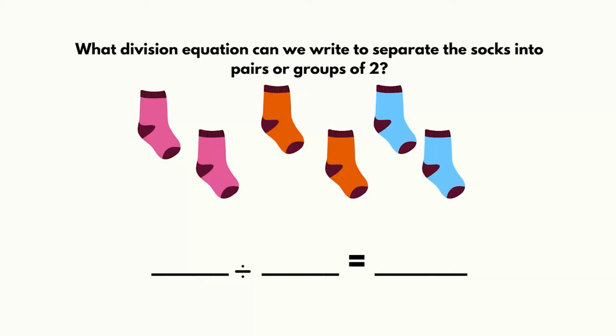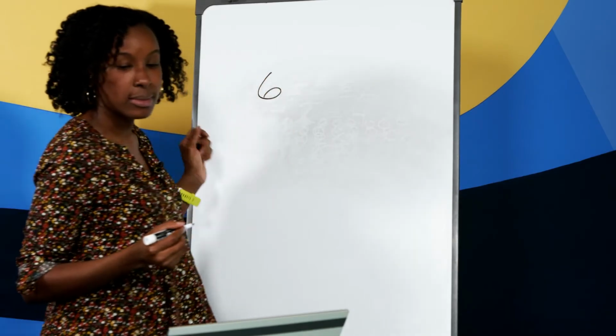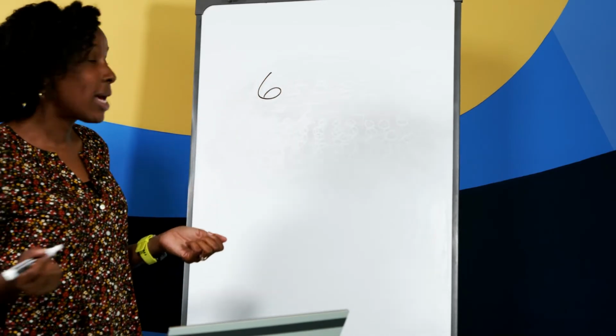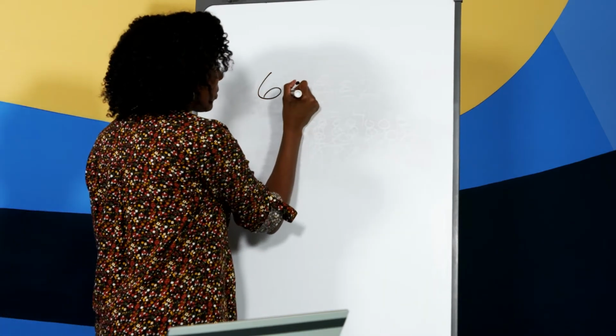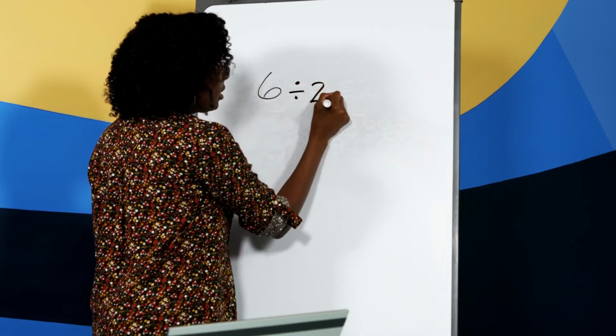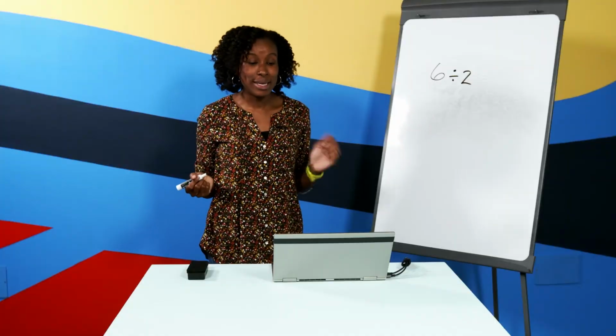Just like when we're doing laundry at home and separating those socks, we want to put them into groups of 2. So we want to write a division equation we can use to separate these socks into pairs or groups of 2. First, we need to see how many socks we have in all. Will you take a second to count them? All right, I counted 6 socks. And the problem has already told us that we want to divide them into groups of 2. So that'll be 6 divided by 2.